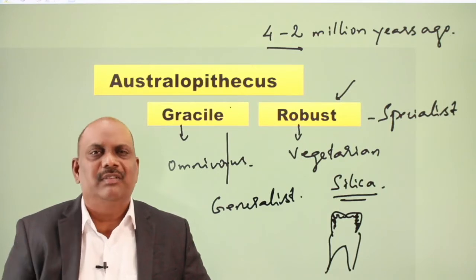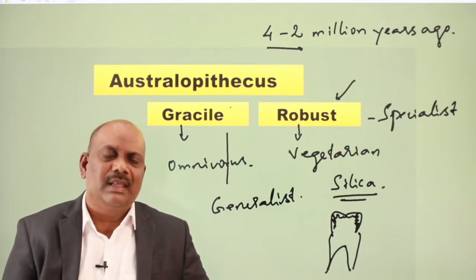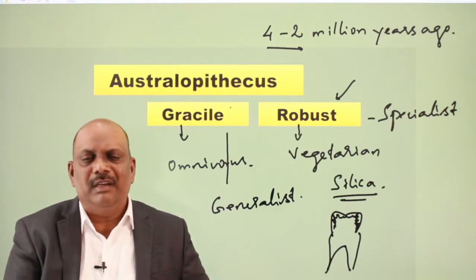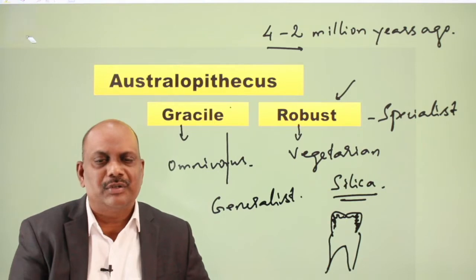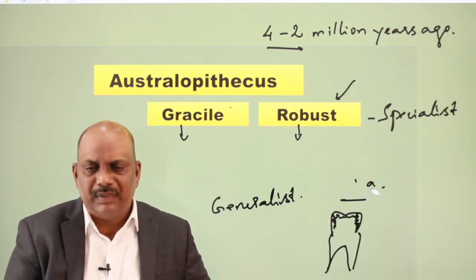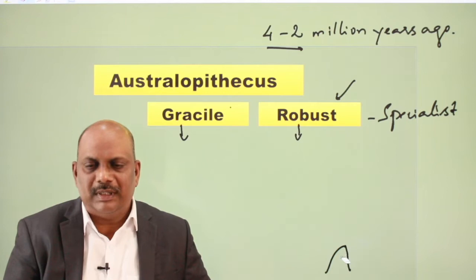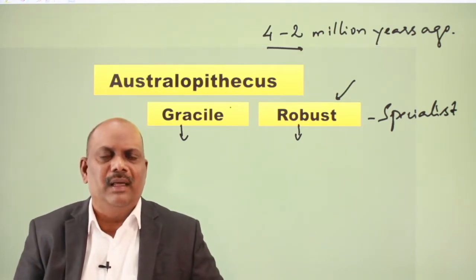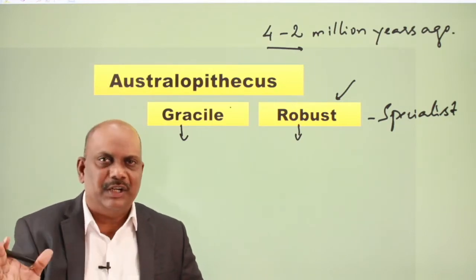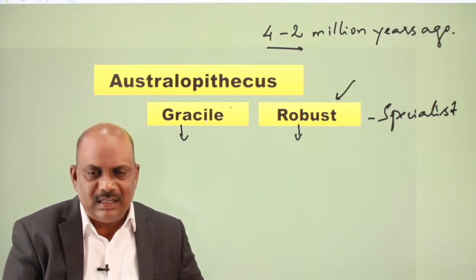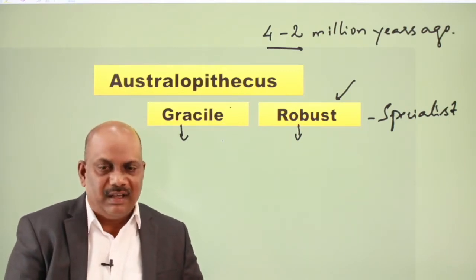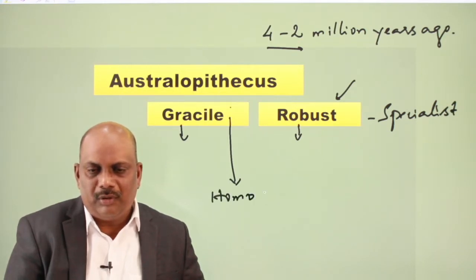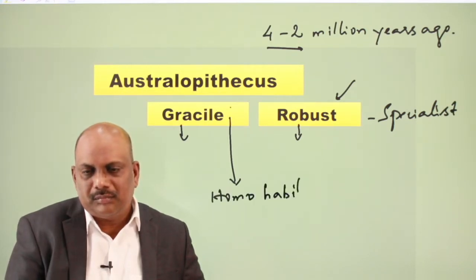But that was not possible for the robust. Hardly could it run fast, hardly could it climb a tree to collect fruits. And it made life very horrible for the robust. As a result, this robust form of Australopithecus started vanishing from the environment, and at some point they became totally extinct. And it was this gracile form of Australopithecus which further evolved into Homo habilis.